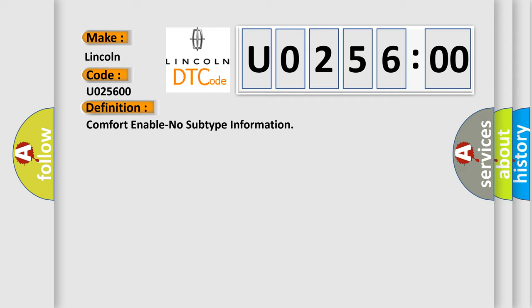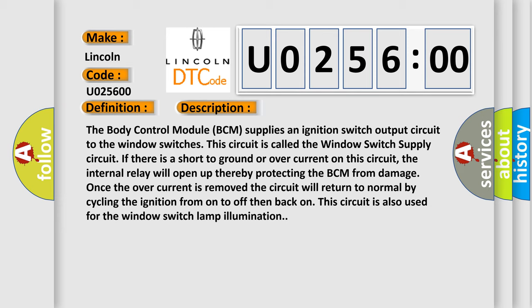And now this is a short description of this DTC code. The body control module, BCM, supplies an ignition switch output circuit to the window switches. This circuit is called the window switch supply circuit. If there is a short to ground or overcurrent on this circuit, the internal relay will open, thereby protecting the BCM from damage. Once the overcurrent is removed, the circuit will return to normal by cycling the ignition from on to off, then back on. This circuit is also used for the window switch lamp illumination.